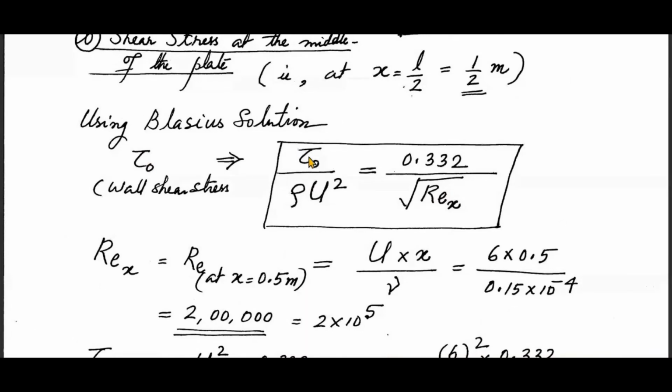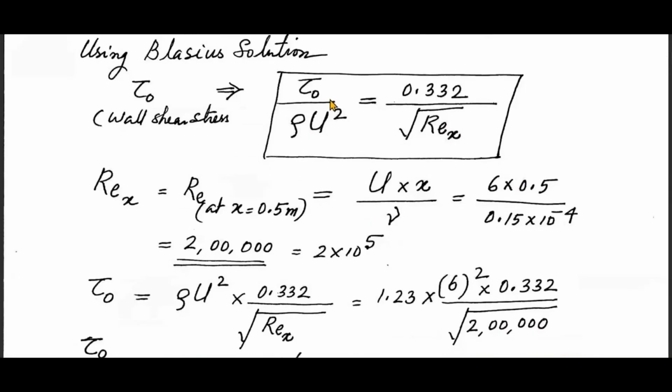In the morning session, when I told you about the von Karman momentum integral equation, that can also be used to find tau 0 by rho u square, because the right hand side will be d theta by dx, where theta is the momentum thickness. Here we have a ready-made Blasius solution available for laminar flow applications. The shear stress divided by rho u square, or sometimes we write rho u infinity square, is equal to 0.332 divided by root of Rex.